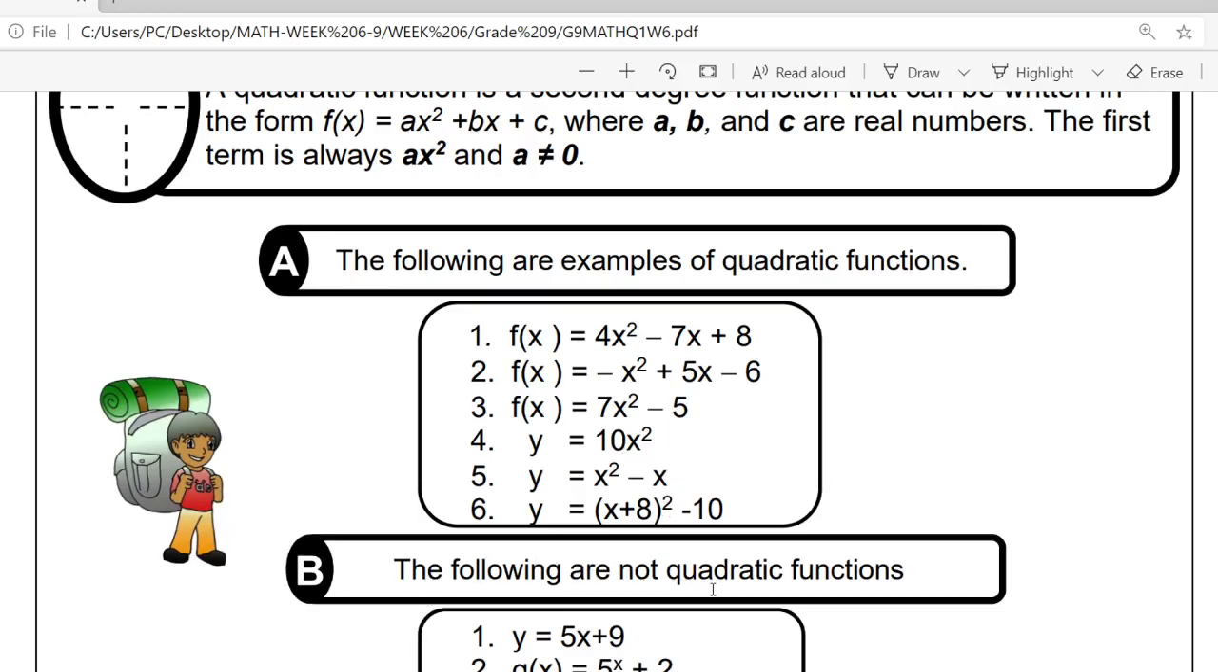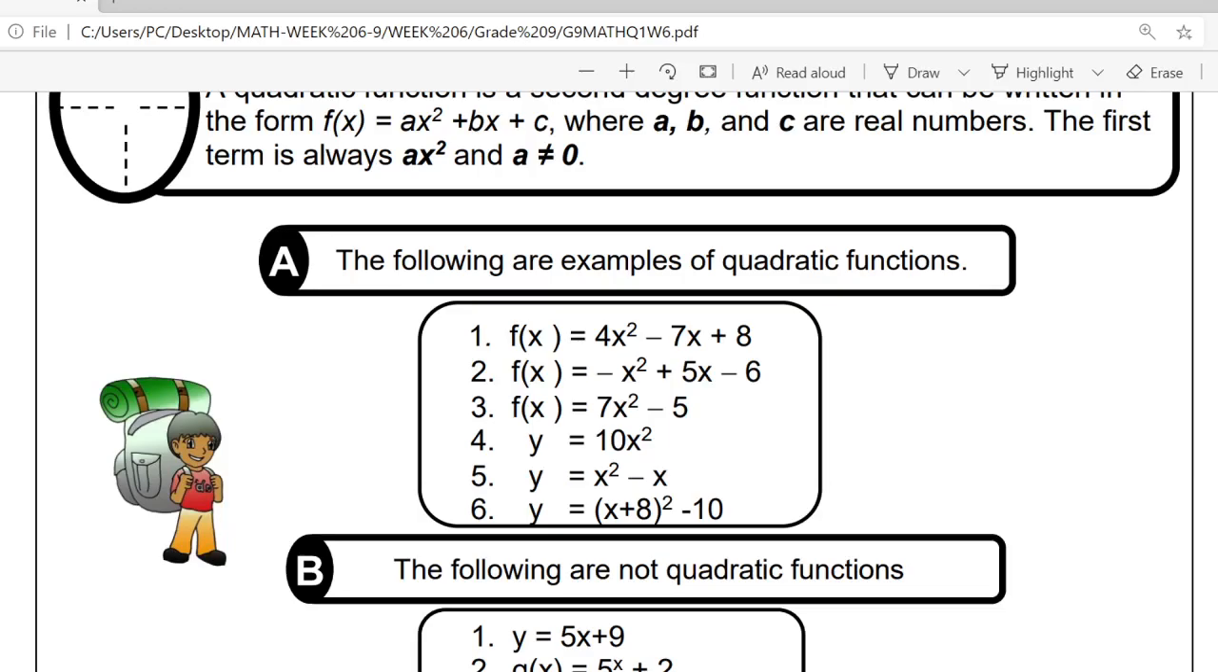The following are not quadratic functions. Let's see here. These are not quadratic functions, because the first term should be ax squared. So walang exponent 2 dyan. This one also, the exponent is not 2. The exponent is x. Here also, the exponent is 3.